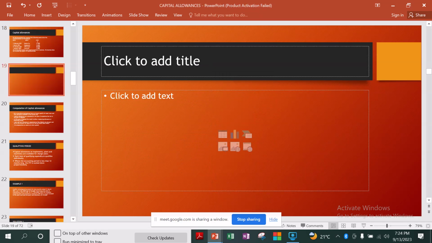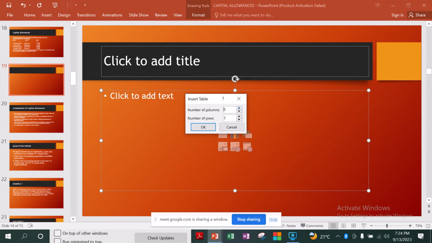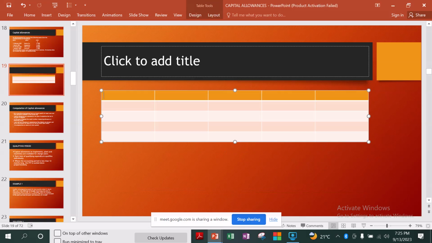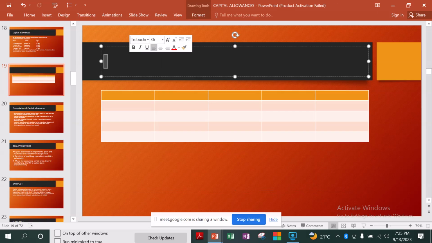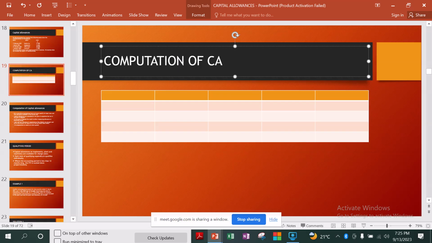So as I said before, you look at every qualifying asset to be calculated separately for capital allowances, to be handled separately for capital allowances. So that's what we are going to do. We are going to show that the first one is the computation of capital allowances.